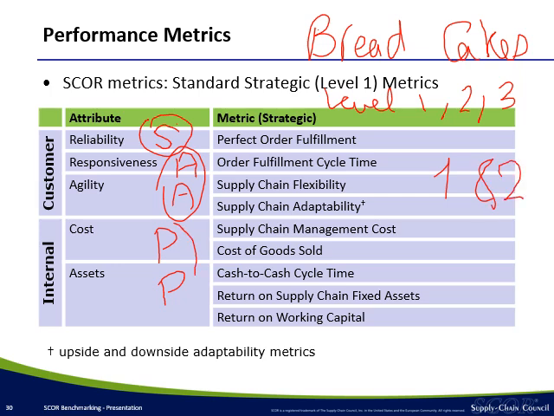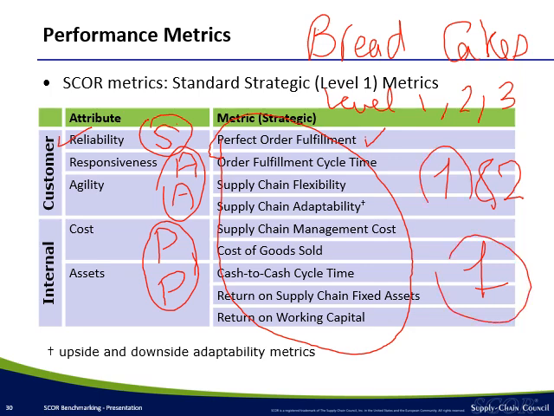For the P's, we need to measure just level 1. Where can I get level 1? Here is level 1. So for example, for reliability, I need to measure perfect order fulfillment. For responsiveness, because all of them need level 1, we need to measure all of this. We need to measure perfect order fulfillment for reliability, order fulfillment cycle time for responsiveness, and flexibility and adaptability for agility, and so on. Okay?